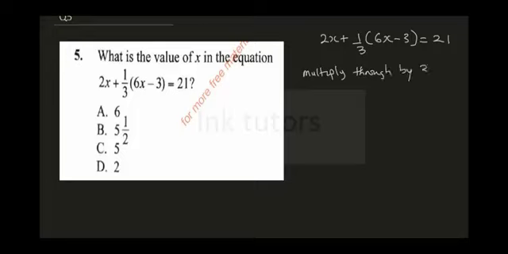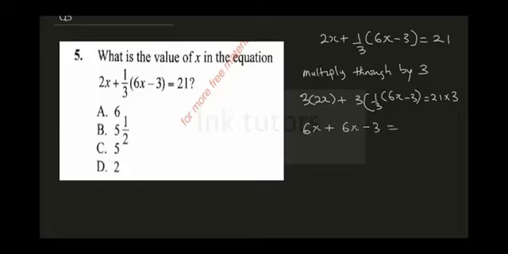by 3. So when I multiply through by 3, I'll have 3 times 2x plus 3 multiplied by 1 over 3 into 6x minus 3 is equal to 21 times 3. So from here, this will be 6x plus, the 3 will cancel out, so we'll have 6x minus 3 here is equal to 21 multiplied by 3, which is going to give me 63. So from here, I can have 6x plus 6x, that's 12x minus 3 is equal to 63.